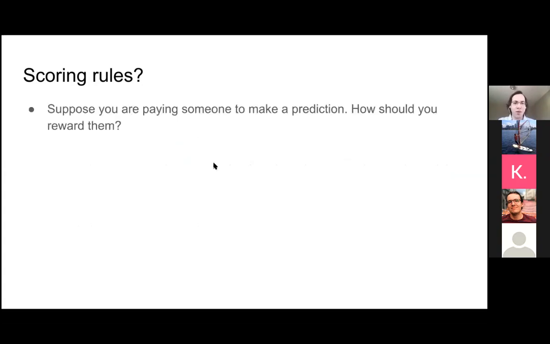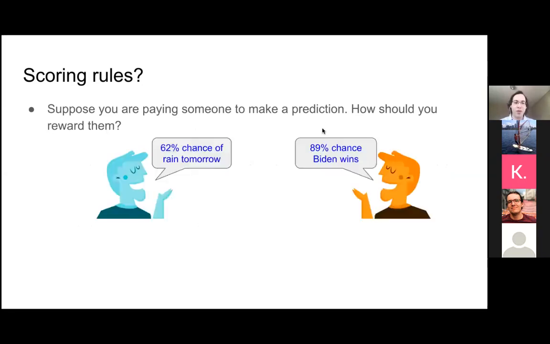So here's the intuition for scoring rules. The setting is this. Suppose you're paying someone to make a prediction. How should we reward them? So suppose they tell you something like this, 62% chance of rain tomorrow, or 89% chance that Biden wins.